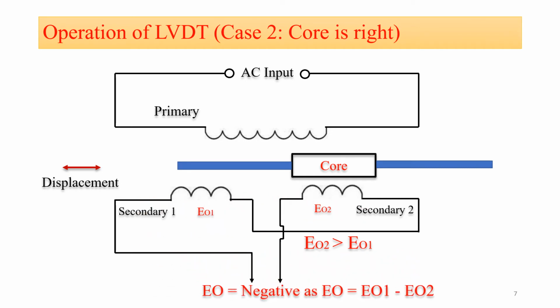The total EMF induced in both the secondary windings, that is EO, will be negative. Now why will EO be negative? Because our total EMF, that is EO, equals EO1 minus EO2, but when the position of the core is at secondary winding 2, or at the right position, the EMF induced in secondary winding 2 is greater than the EMF induced in secondary winding 1, that is EO2 is greater than EO1. That's why EO will be negative.